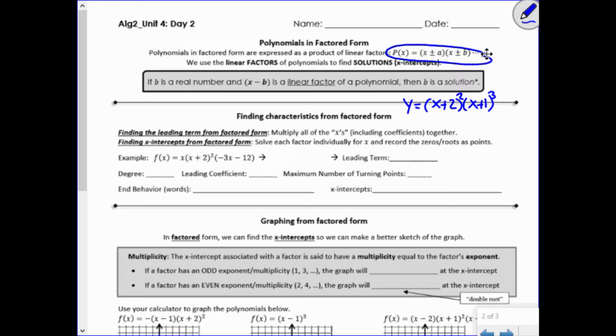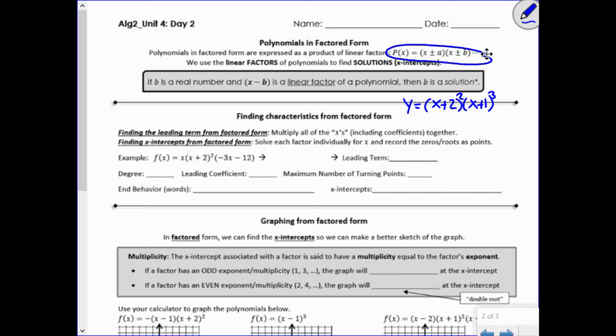Each of these factors, we're going to call them linear factors because inside of the parentheses is just x with no power. You guys notice that when we factored, it's always x plus something, x minus something, but the x itself didn't have any powers. We call that a linear factor because it's like a linear expression.